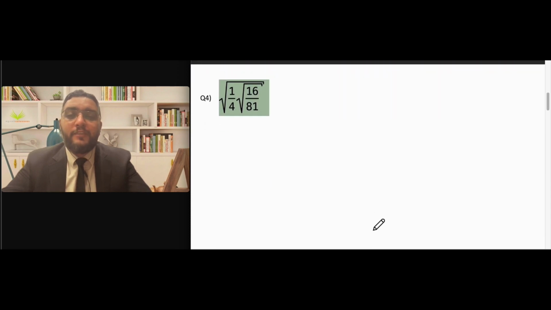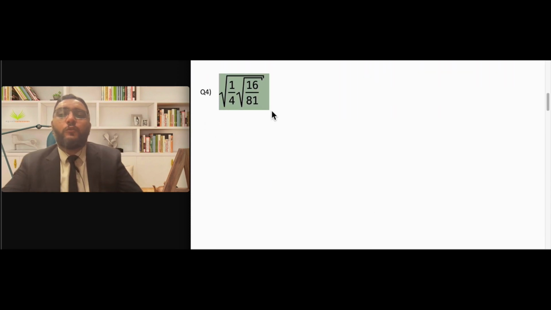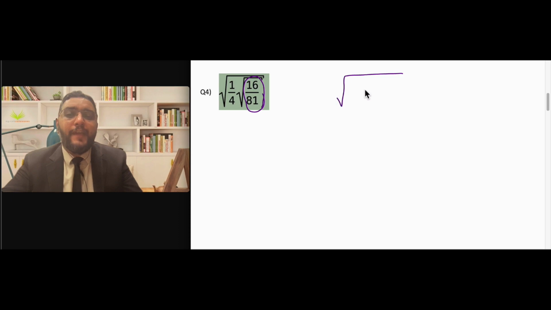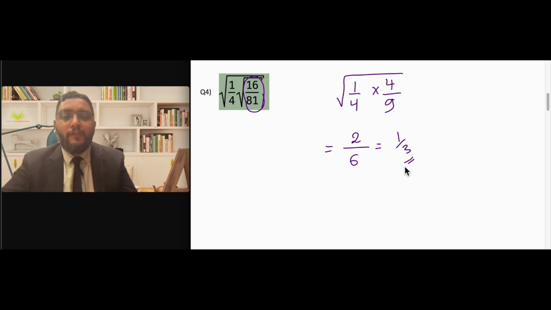We have the square root of 1 over 4, the square root of 16 over 81. We'll start from this part. Just take the square root of 16 over 81. The square root of 16 is what? It's 4, and the square root of 81 is 9. Now it's easy. We can find the square root of 1 times 4, which equals 4. The square root of 4 is 2. And for the denominator, 4 times 9 equals 36. The square root of 36 equals 6. So the answer is 1 over 3.